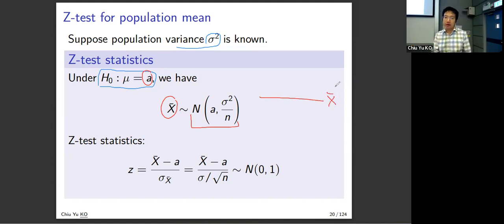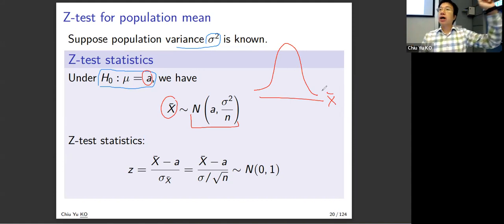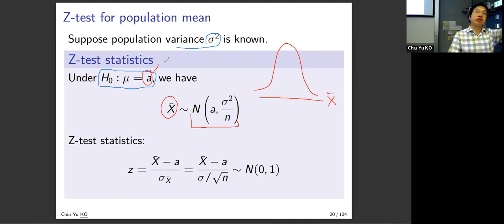We calculate the sample mean, and it will be a bell curve, right? And what is the location of the bell? Under our assumption, it is A. Let us assume that's true, because that's the idea: we assume it's true and see whether the evidence is going to support it or not. So it's located at A, okay?